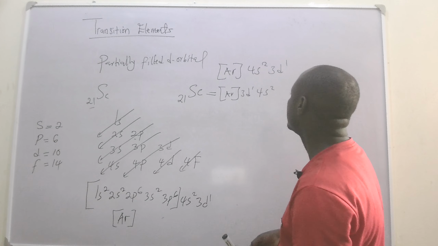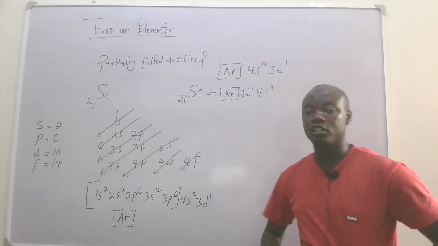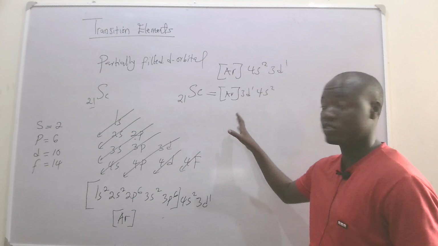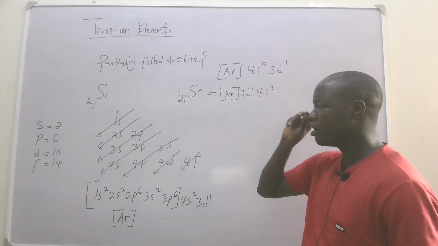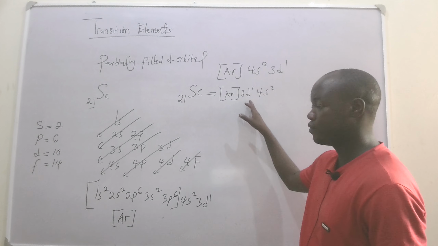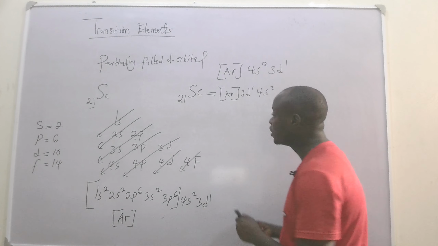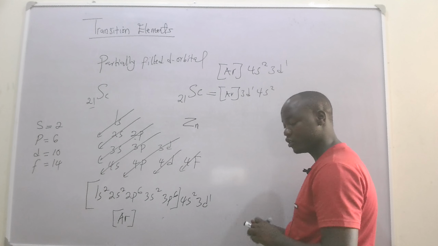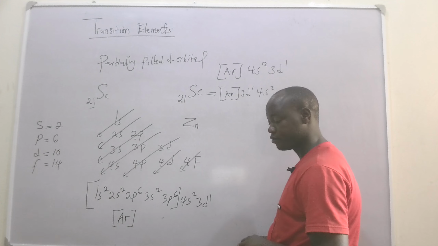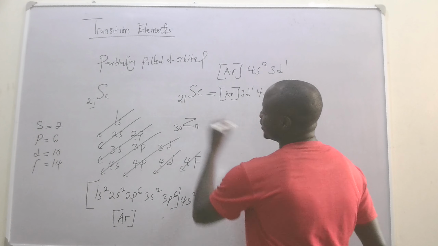Is because if you consider this, 3d is partially filled, because it only has one electron. So now, if we have, let's say, 3d10 here, in the case of zinc, zinc is also one of the elements that is, of course, within the first series of transition element, and the atomic number of zinc is 30.